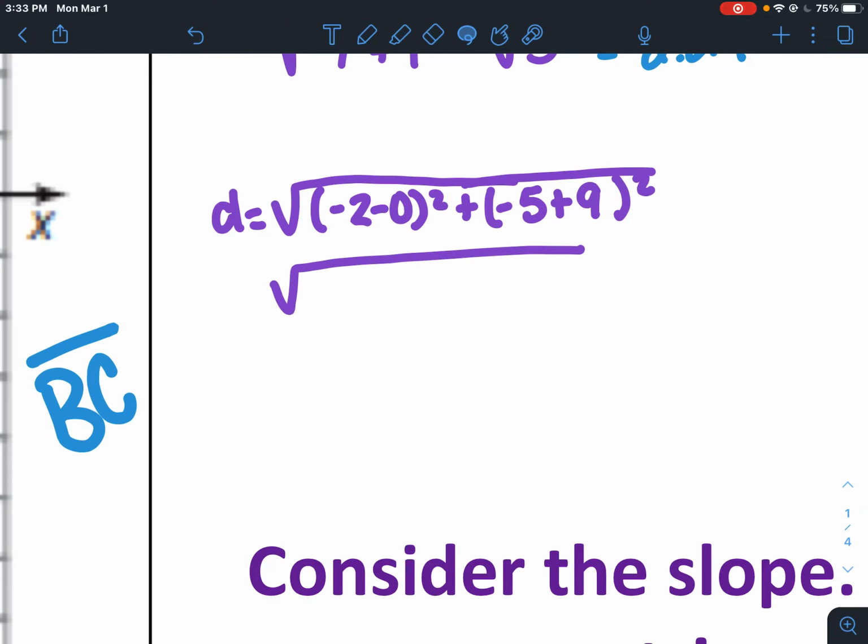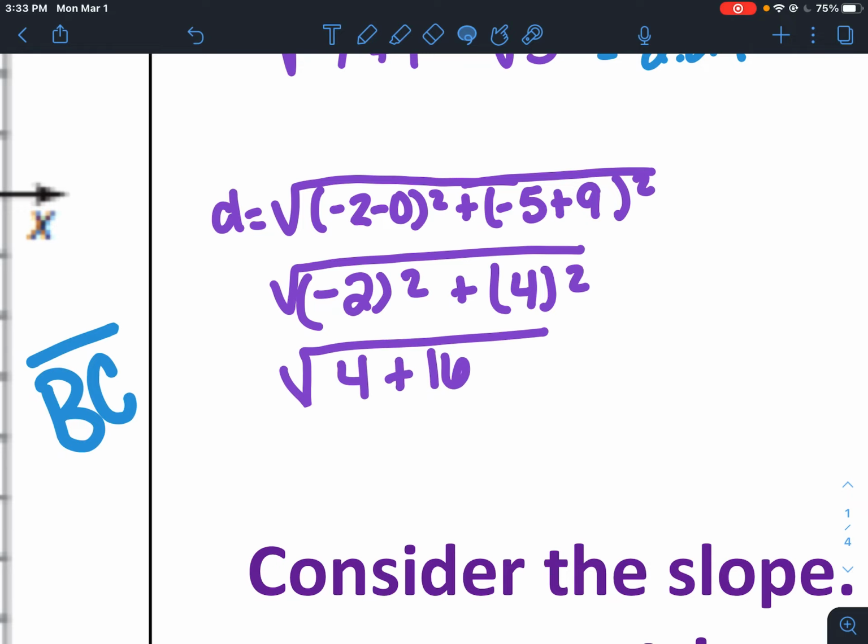So we have square root, again, write it down. -2 minus 0 is -2 squared, plus -5 plus 9 is 4 squared. Order of operations, next comes the exponents. So I will square both the -2 and the 4. So -2 squared is 4, 4 squared is 16. Again, write your square root symbol.